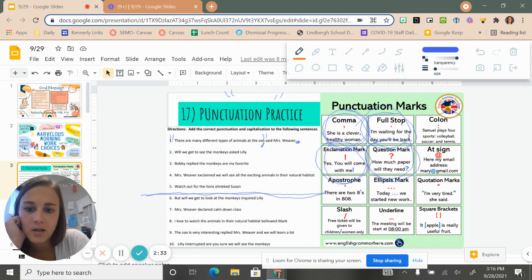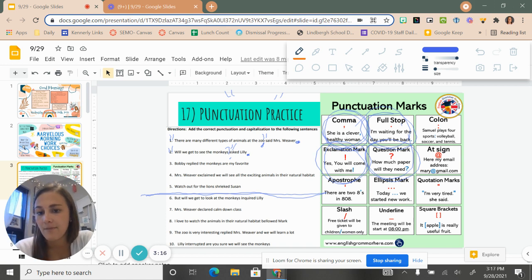I don't think so. So the next one: will we get to see the monkeys, asked Lily. Ooh, again, no punctuation. I know there's dialogue because of "asked Lily." So I'm going to end my sentence with a period because that's always important to do. I know I'm going to put in quotation marks what is being said: "Will we get to see the monkeys?" So there are the quotation marks. And I know that I need a question mark inside the quotation marks because Lily's asking a question.